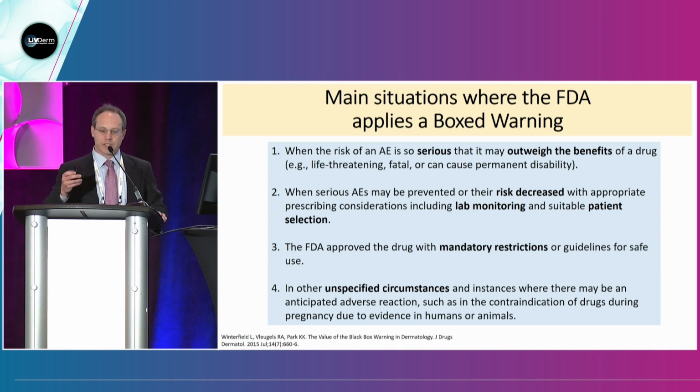When serious adverse events may be prevented or the risk decreased with appropriate prescribing considerations, such as lab monitoring or suitable patient selection, that may lead to a boxed warning. The FDA may approve the drug with a mandatory restriction or guidelines for safe use. And there are other unspecified circumstances where you may want to anticipate an adverse reaction, such as contraindication of drugs in pregnancy. Now, these are the main situations where the FDA applies a boxed warning.